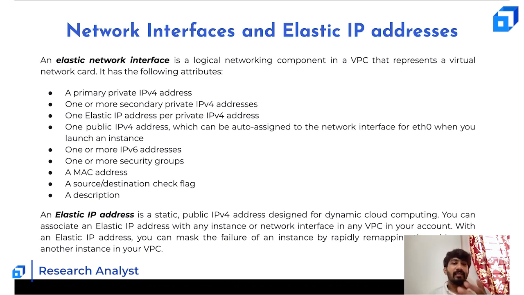So in this case, it's a virtual network card. So what does this network card have? That's what they're listing here, the attributes of this particular network interface. Again, every EC2 instance would have a network interface attached to it.